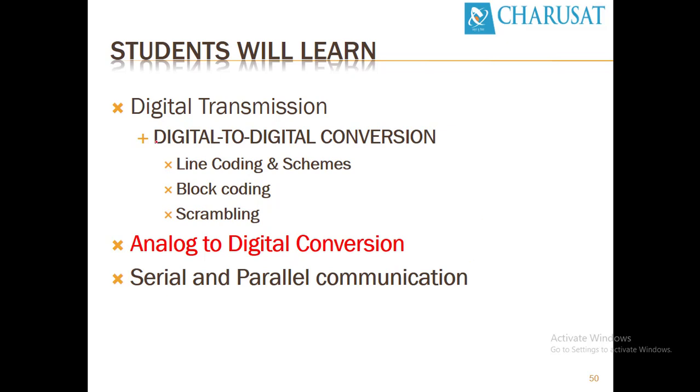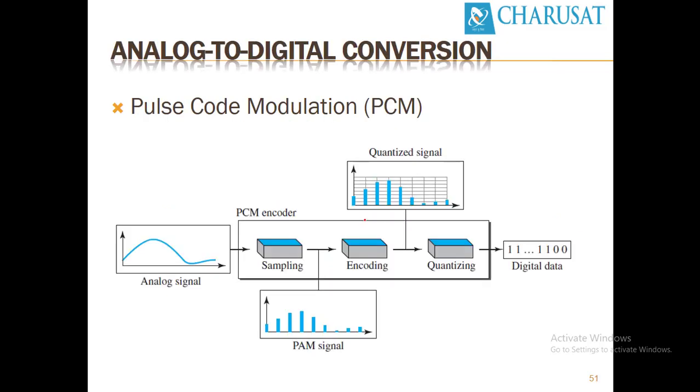Till so far, we have discussed only digital to digital conversion, where the data was digital and the signal was also digital. Now let's see what happens when the data is analog and we want to send a digital signal. The very well known and very famous method is pulse code modulation.